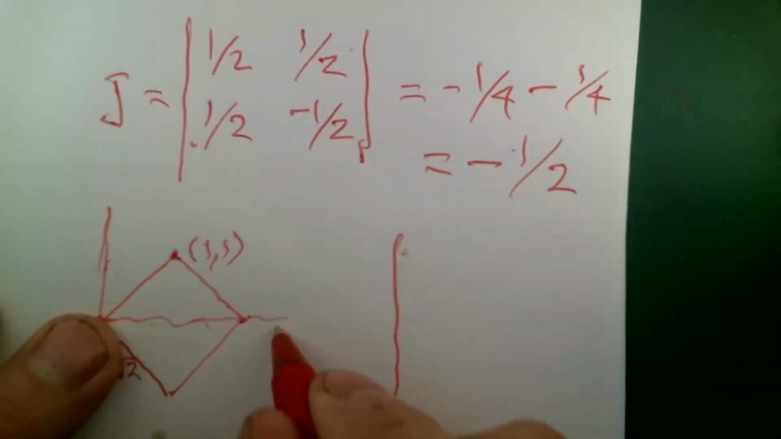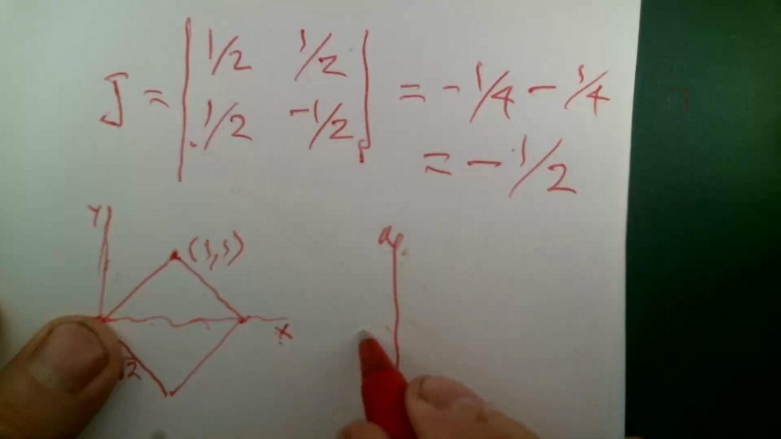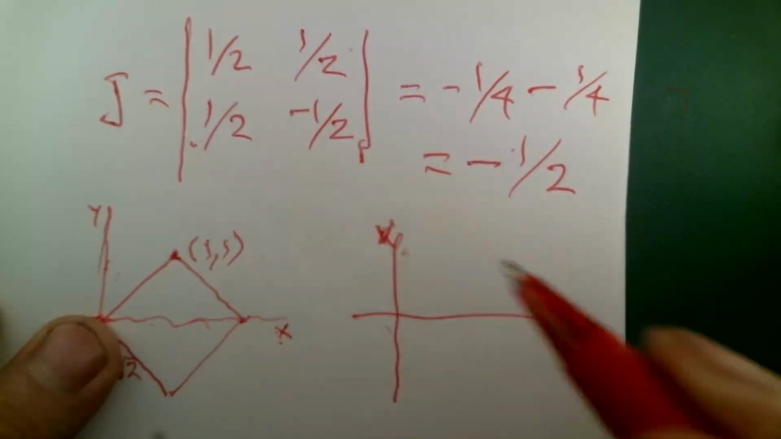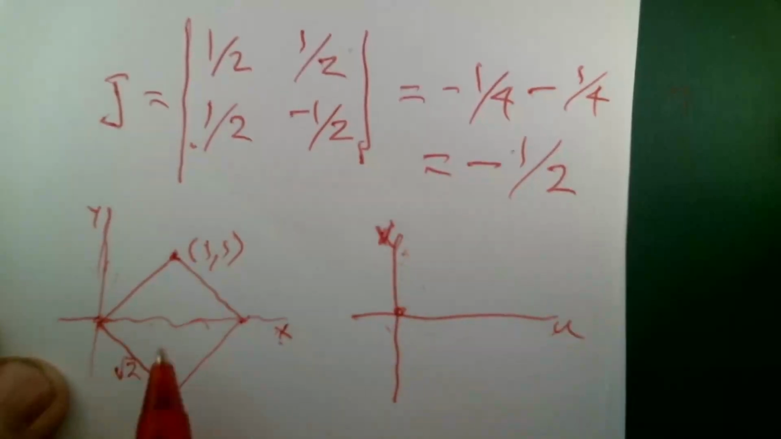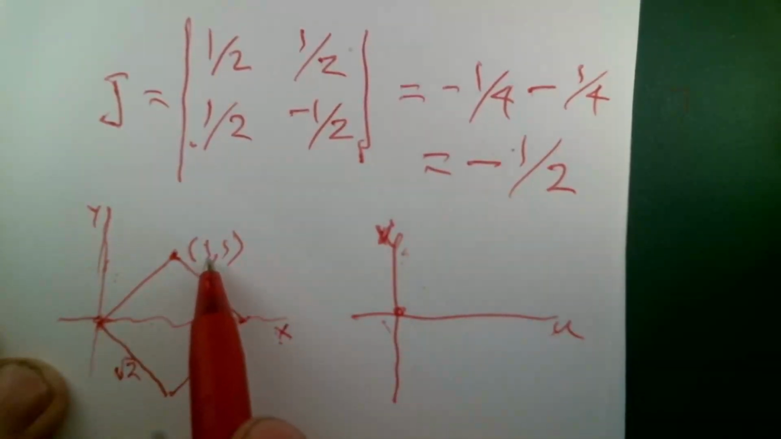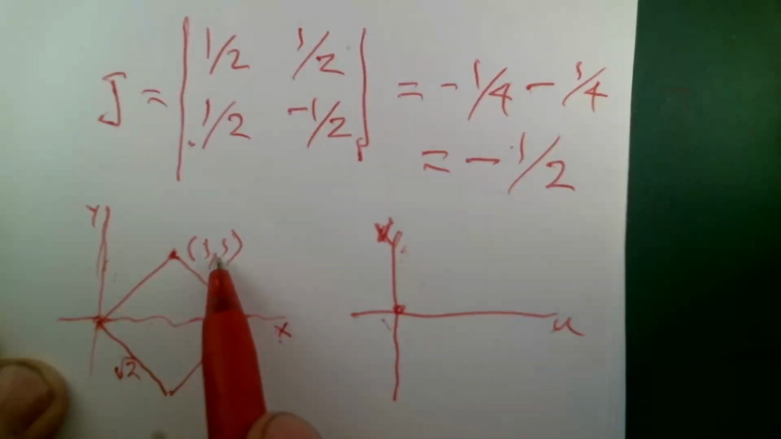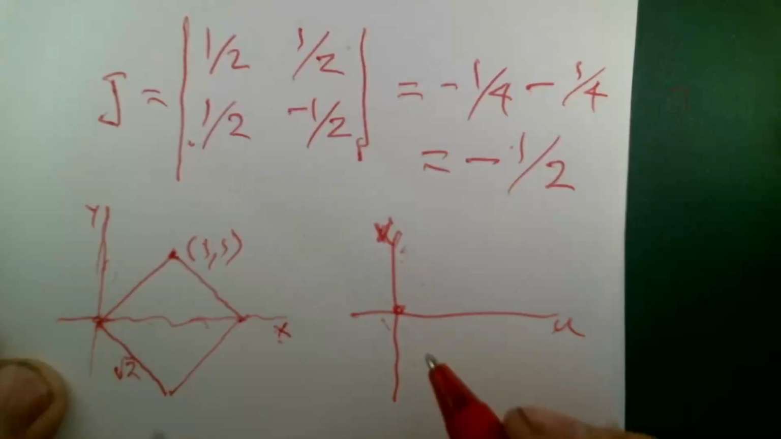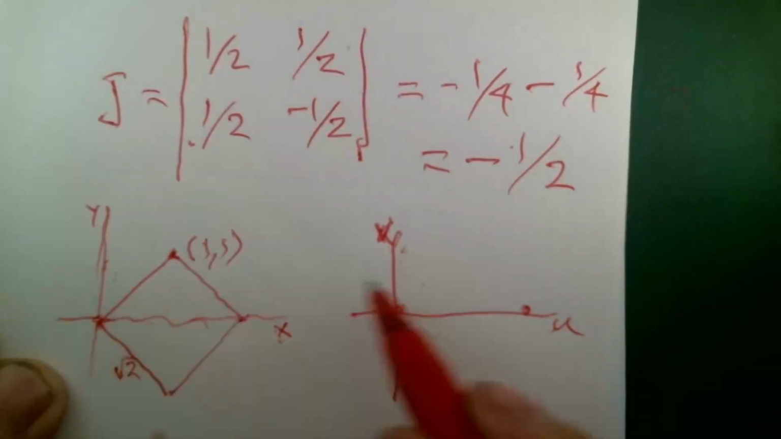I'm coming back to my picture. This is the XY plane. My UV plane, I should probably make V be vertical, has the origin. This mapping goes that point right to there. What happens to 1, 1? I add the two coordinates, and I get 2. And then I subtract them, and I get 0.